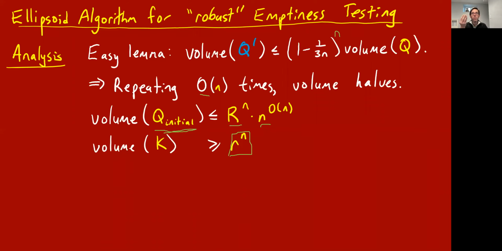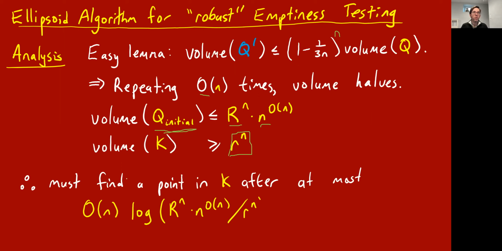And therefore, as soon as the ellipsoid you're hanging onto has volume smaller than little r to the n, the algorithm has to stop, because the ellipsoid always fully contains K. So its volume cannot get lower than little r to the n without you finding a point in K. There's a question about whether K has to be convex. I'll get back to this question in just a second.